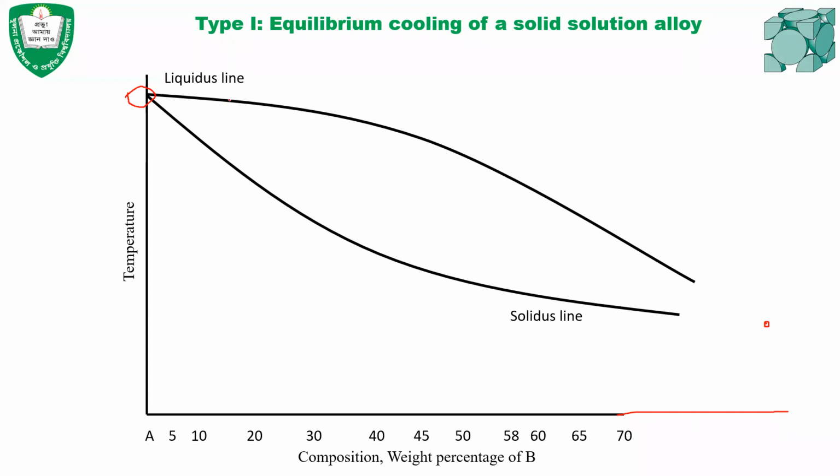So there are two lines. One is in contact with the liquids, so the liquids will be here. This line is called the liquidus line, and the bottom one is in contact with the solids, and that is called the solidus line. That means beyond the liquidus line, the alloy will be completely liquid, and below the solidus line, the alloy will be completely solid. In between these two lines, some portion of the material will be solid and some will be liquid. So this is a two-phase region.